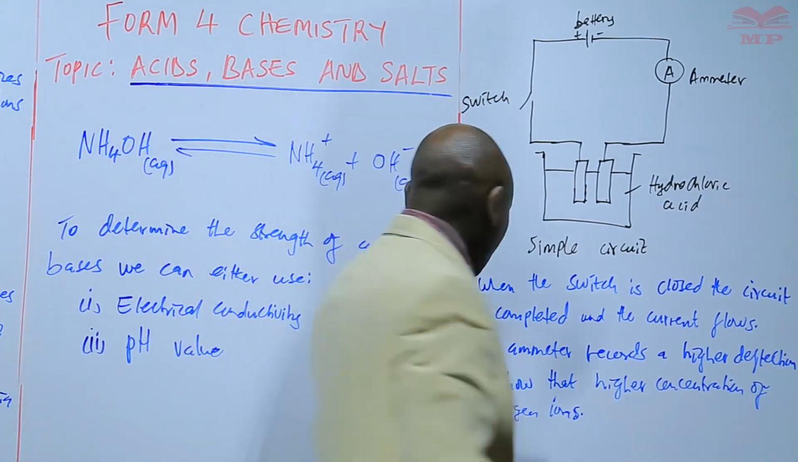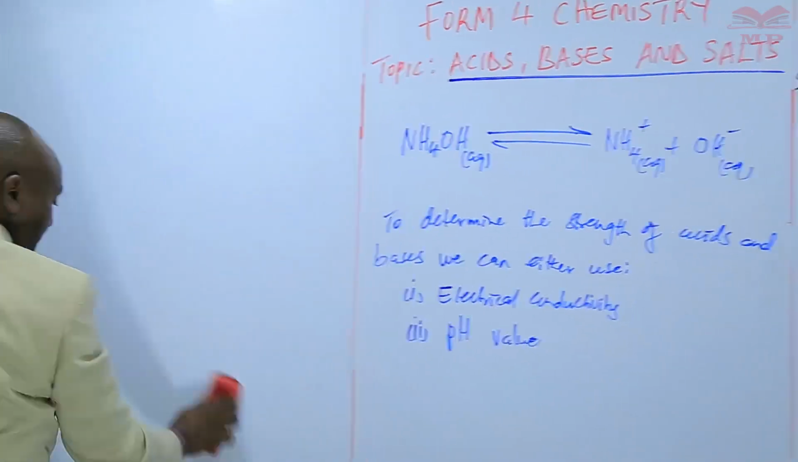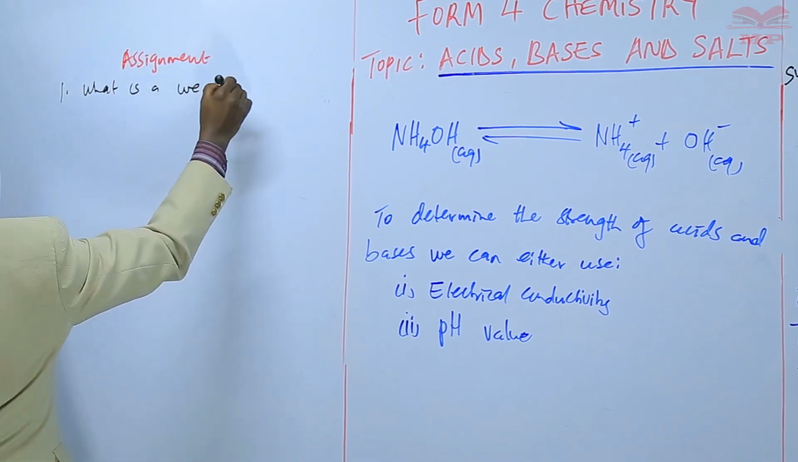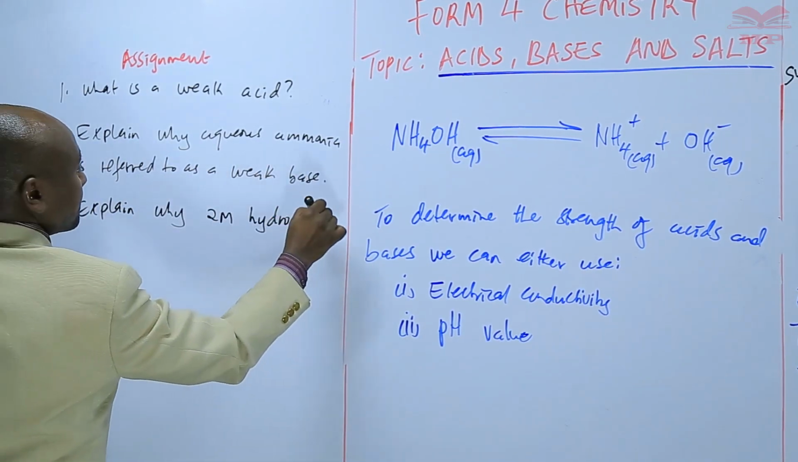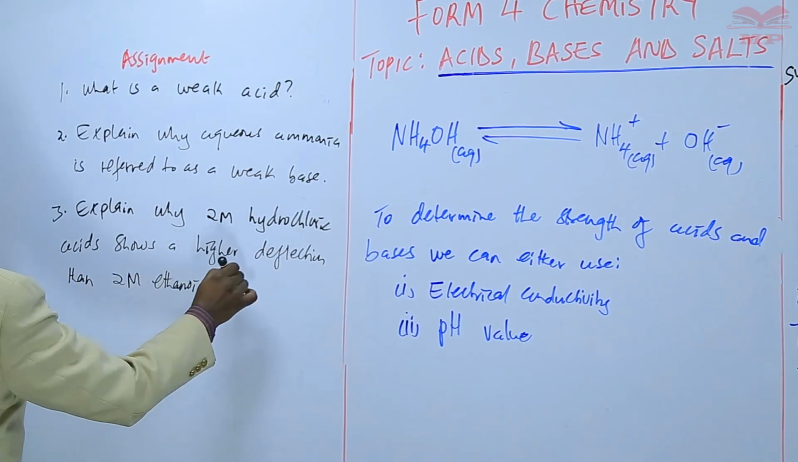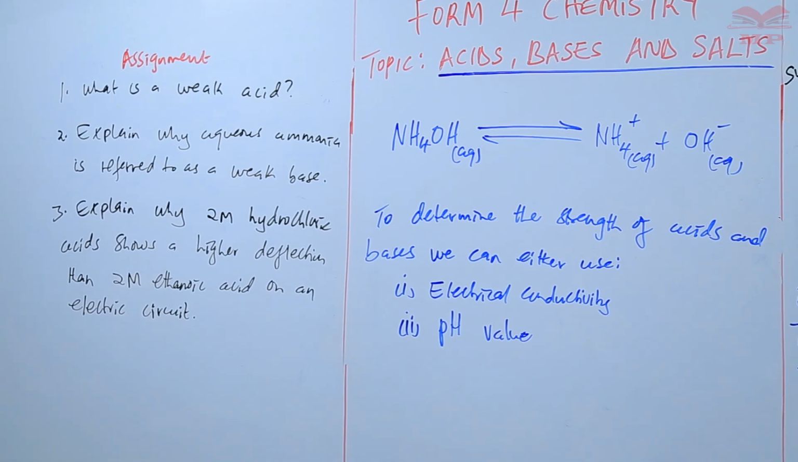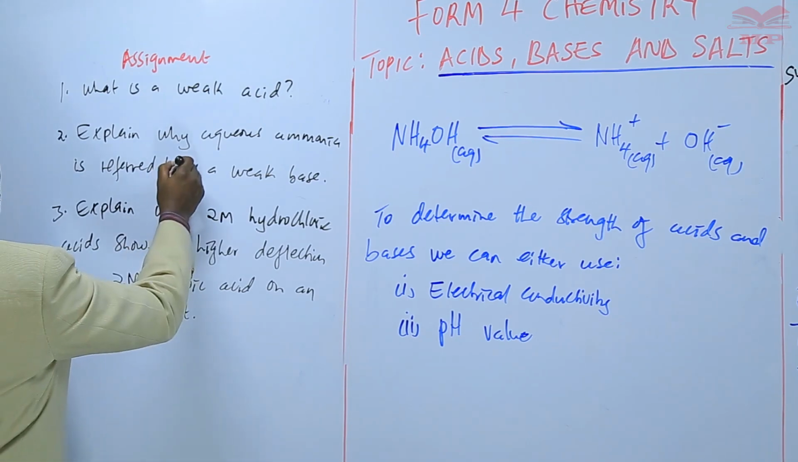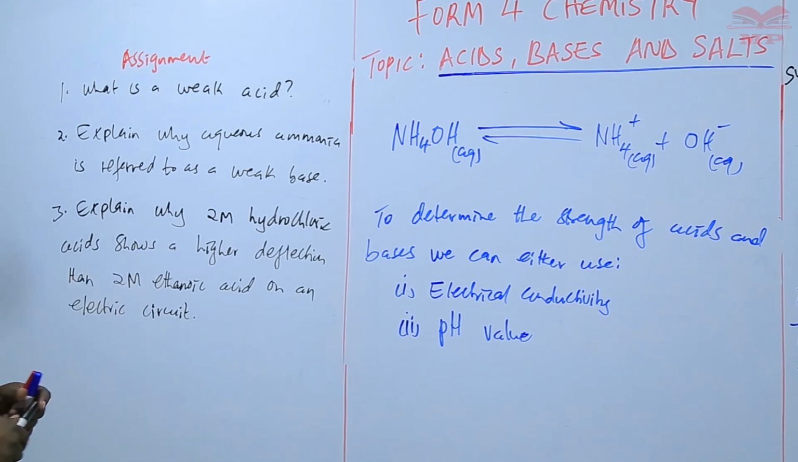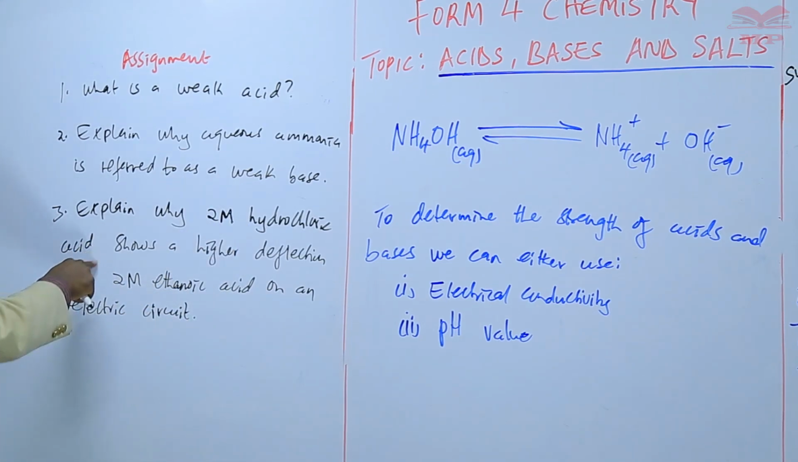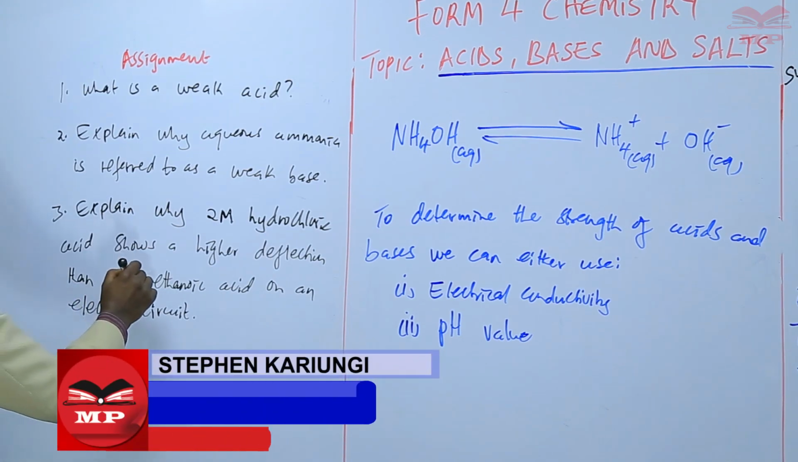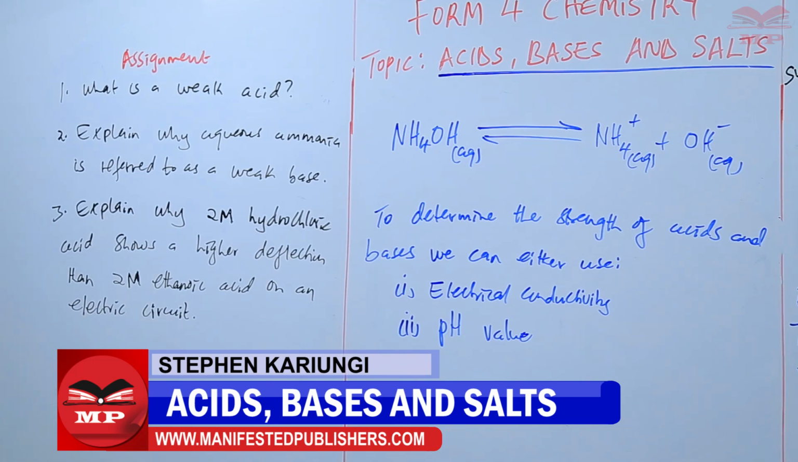So at that point, we can have our assignment. So the first question in the assignment, what is a weak acid? 2, explain why aqueous ammonia is referred to as a weak base. And 3, explain why 2 molar hydrochloric acid shows a higher deflection than 2 molar ethanoic acid on an electric circuit.